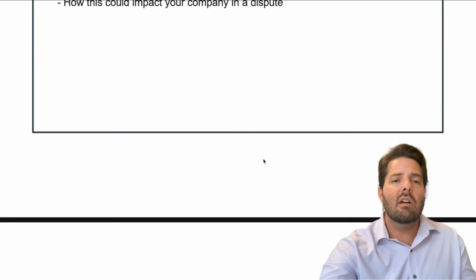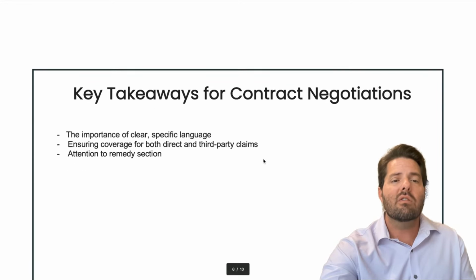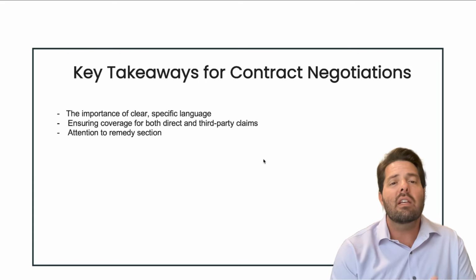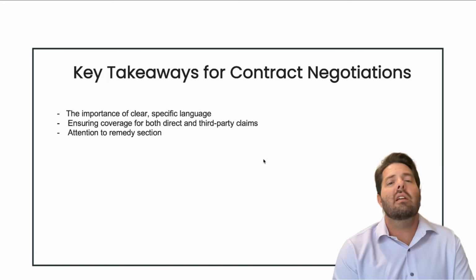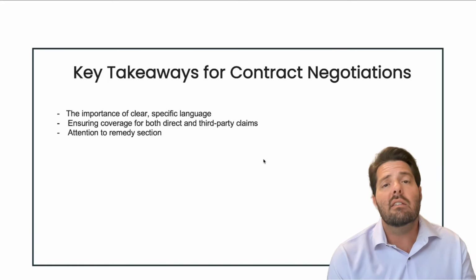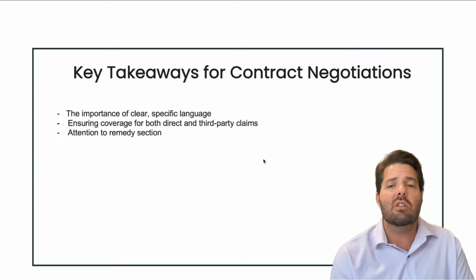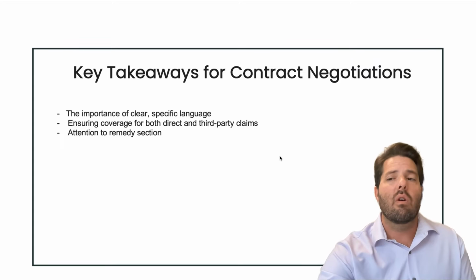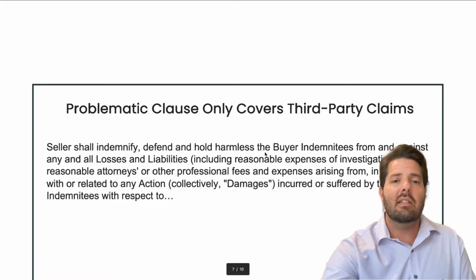So let's take a look at some key takeaways for your contract negotiations. First of all, you have to have really clear, specific language. This is really important, and its importance can't be overstated. Second, ensure coverage for both direct and third-party claims. And third, pay particular attention to the remedy section and what it covers or excludes. Those are the main things you really need to get from this presentation.